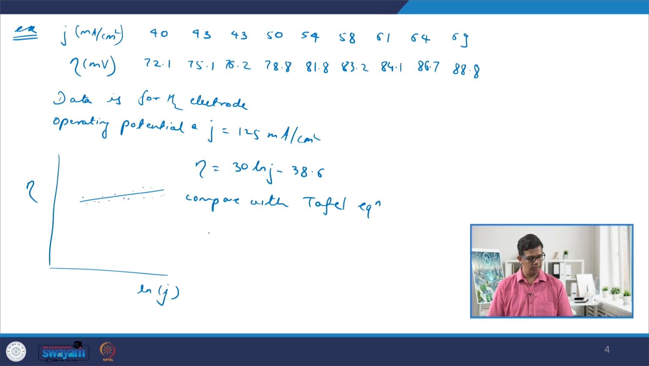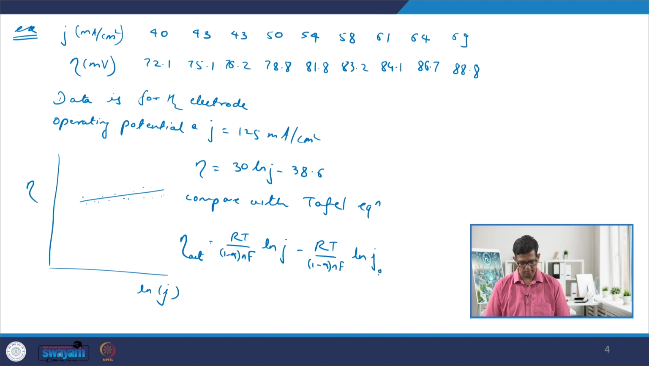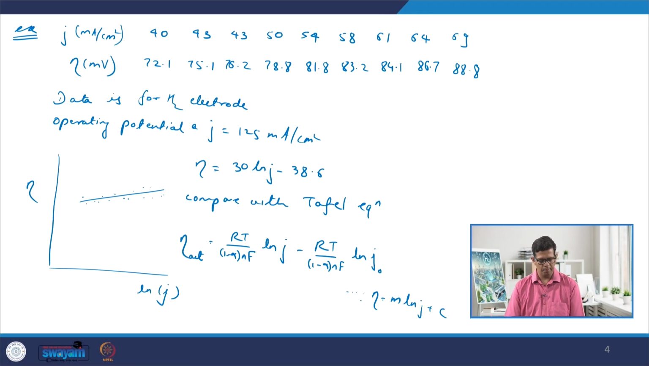What does our Tafel equation say? That eta activation is basically RT by (1 minus alpha) nF ln j minus RT by (1 minus alpha) nF ln j naught, right. This is in the form of, let us say, eta equals m times ln j plus C. So there is a slope here and there is a constant as well. So we need to compare this.